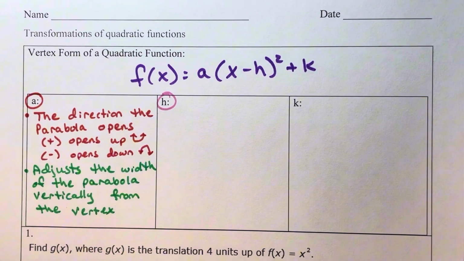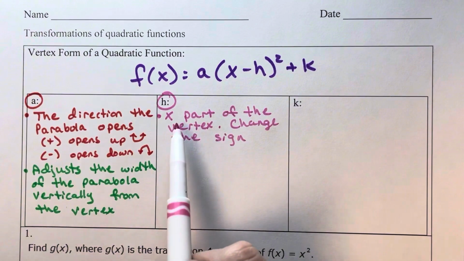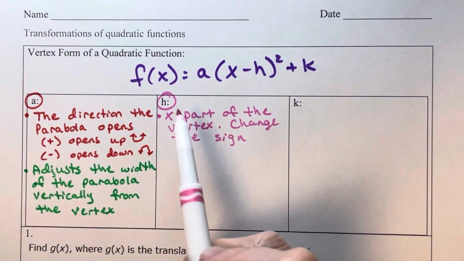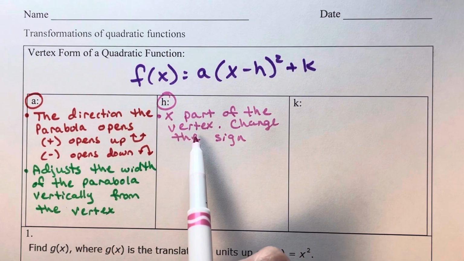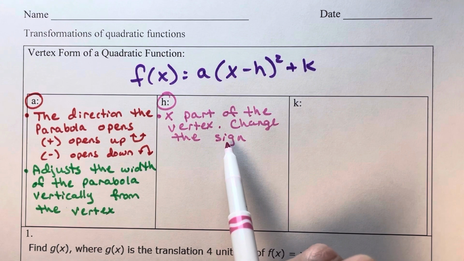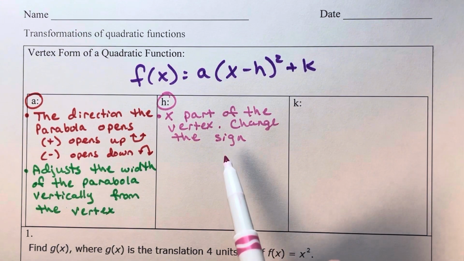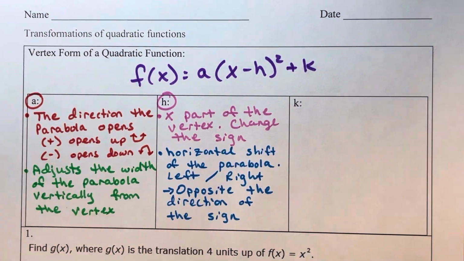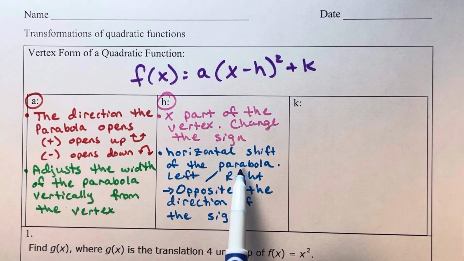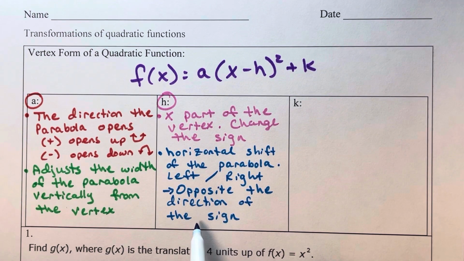Now let's talk about H in the vertex form of a quadratic. H is going to be the X part of the vertex of your quadratic that's being discussed. However, you have to change the sign on that number when you put it into your vertex. So H causes a horizontal shift in your parabola. It moves your parabola left or right, but it goes in the opposite direction of the sign.